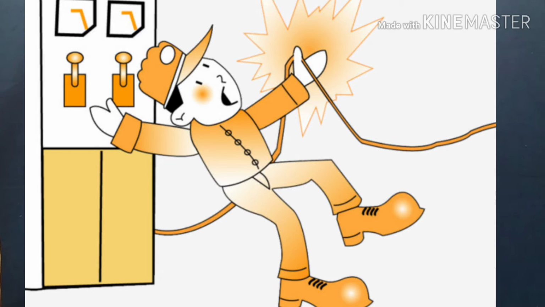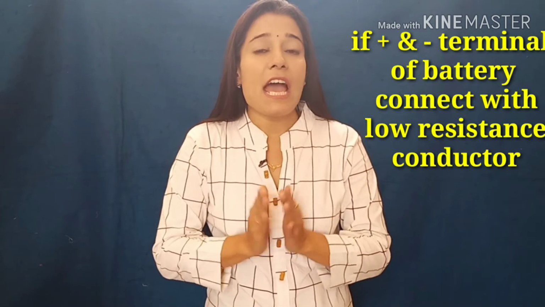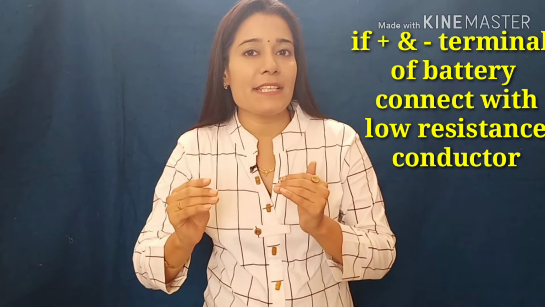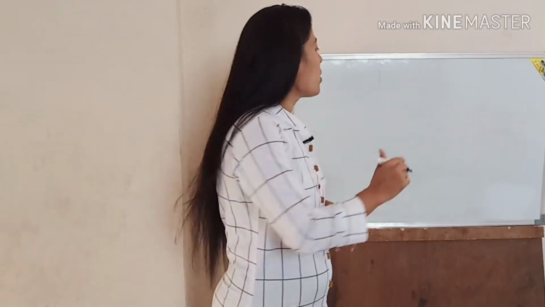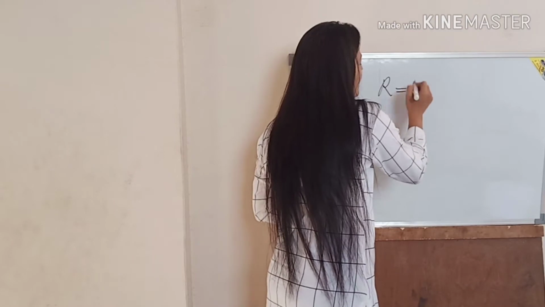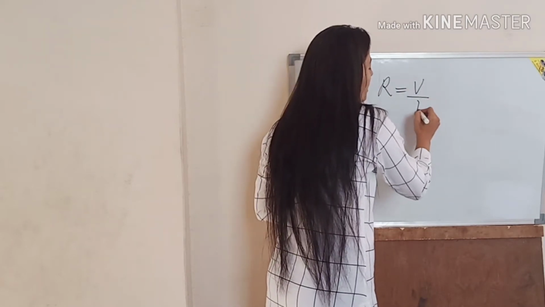So why and how does this damage happen? Let's discuss. A short circuit occurs when the positive and negative terminals of a battery are connected with a low resistance in a conductor. With a low resistance, a high current will flow. Why does it happen that in a low resistance, high current flows? As you already know, resistance is equal to V upon I. R is equal to V upon I.